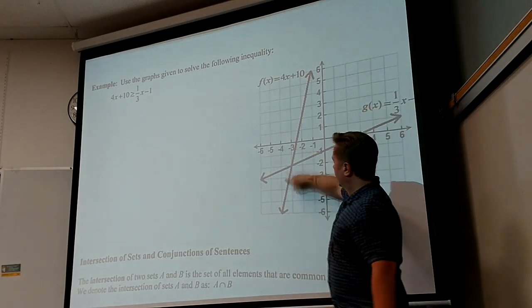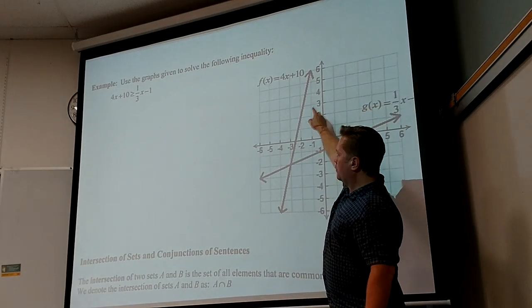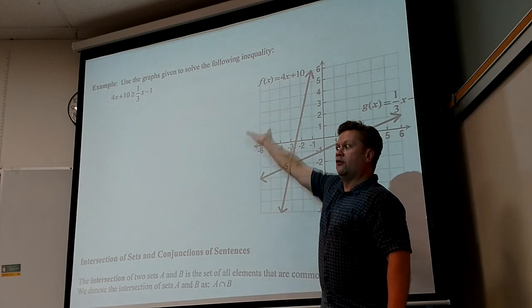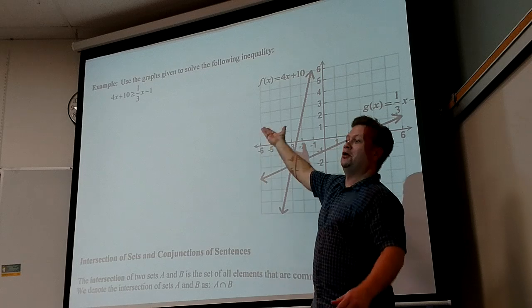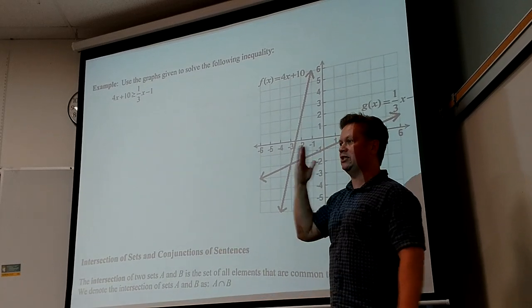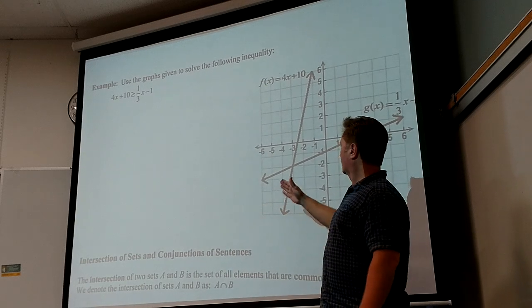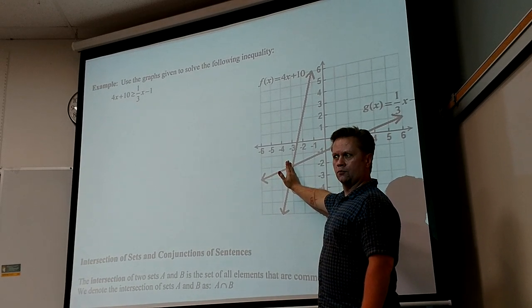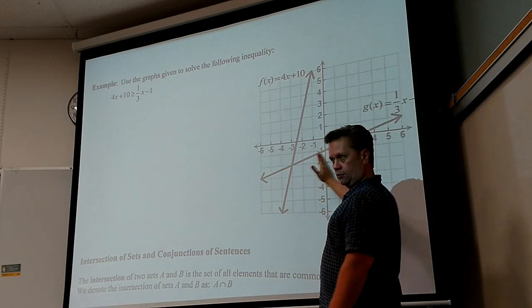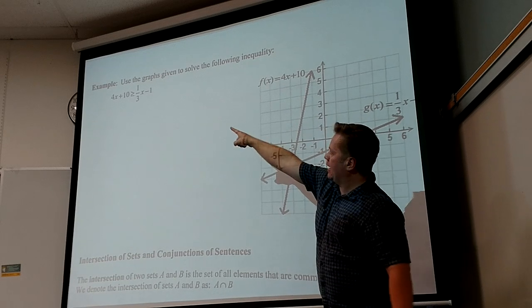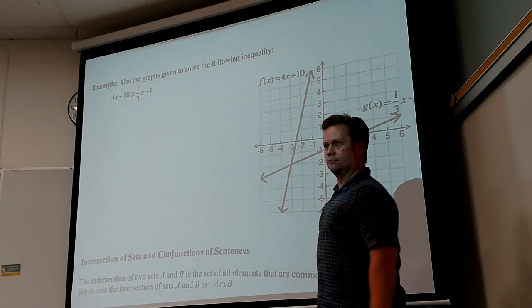So this is 4x plus 7. They want that line to be over or under? Over. They want this line to be over this line. And of course, where does it start doing that? At -3. So for x's that are, you do it, greater than or equal to -3, f is at least g.